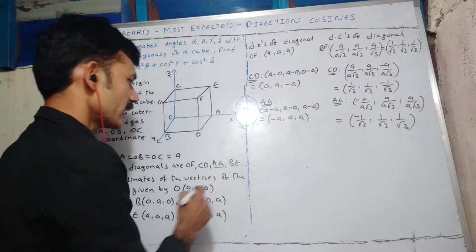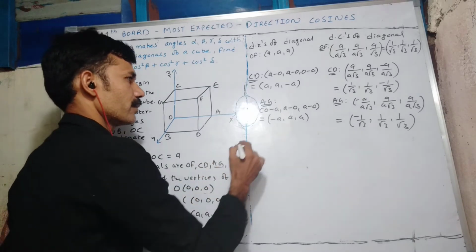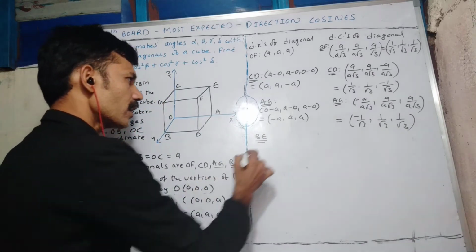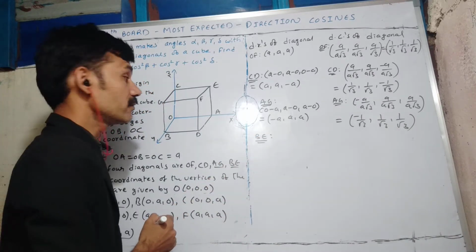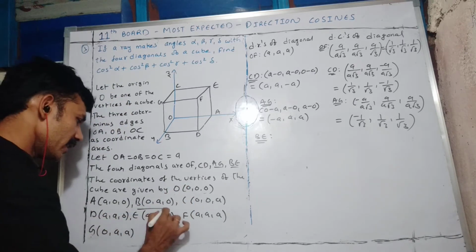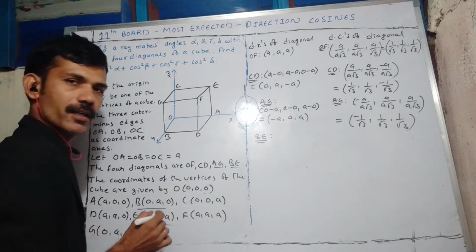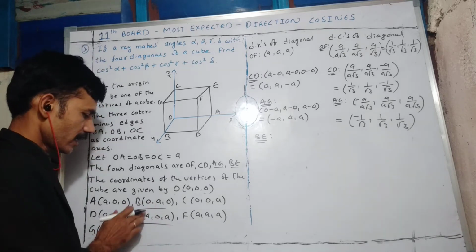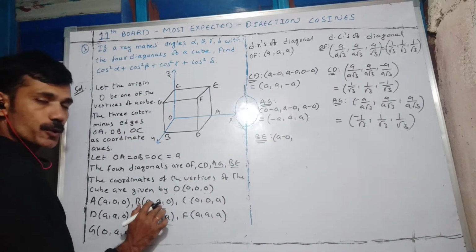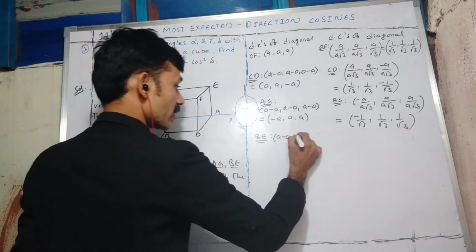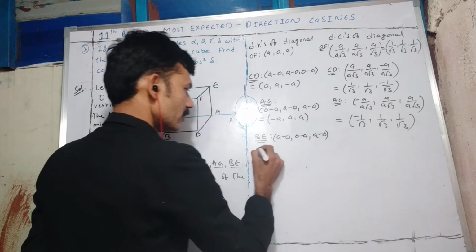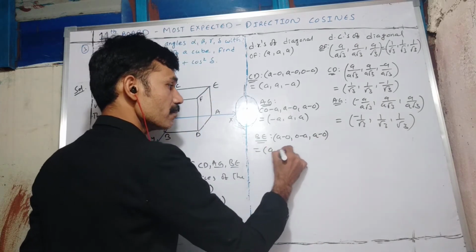Now one more diagonal is there, that is the last diagonal BE, we have to find. Okay, direction ratios we are finding. So what are the coordinates of BE? How will you find the direction ratios? Same. X2 minus X1, so A minus 0. Y2 minus Y1, 0 minus A. Z2 minus Z1, that is A minus 0. So we are having direction ratios as A, minus A and A.